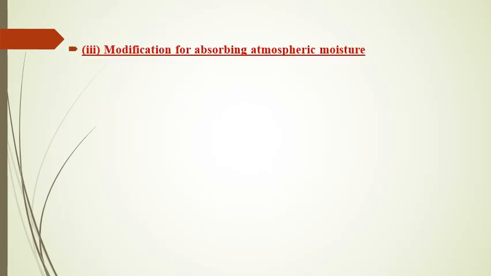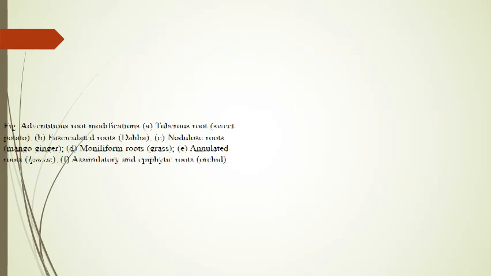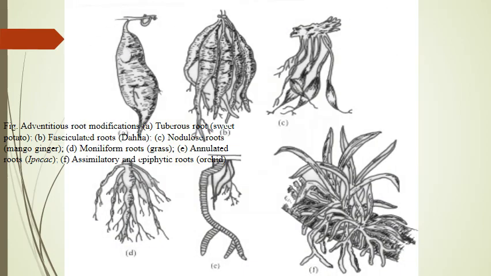Now modification for absorbing atmospheric moisture. Epiphytic roots. Aerial roots of epiphytic orchids are greenish and covered with spongy tissue called velamen. You can see this in diagram.